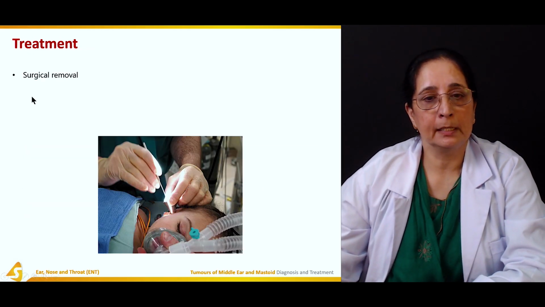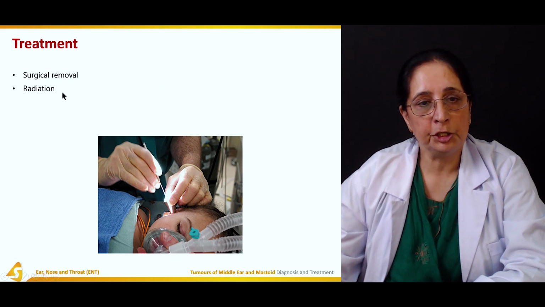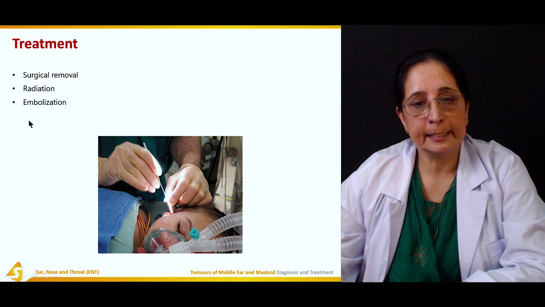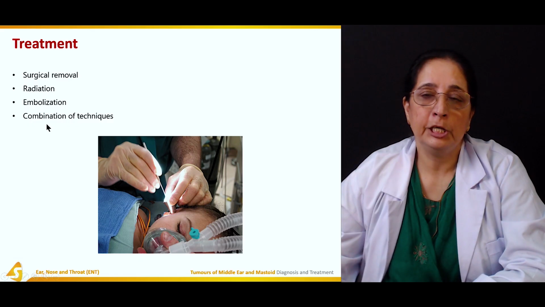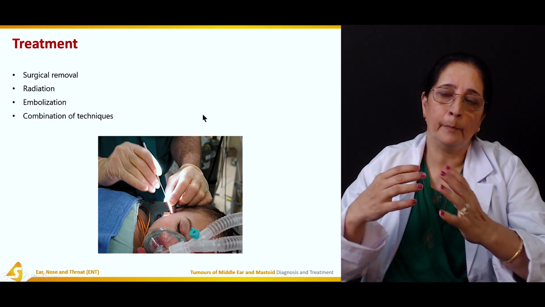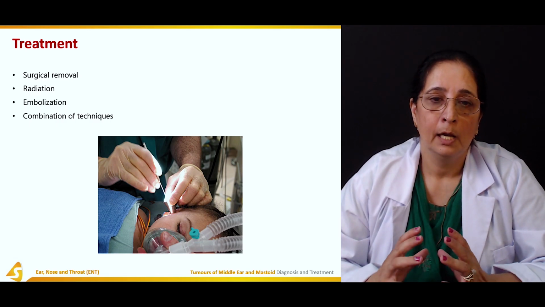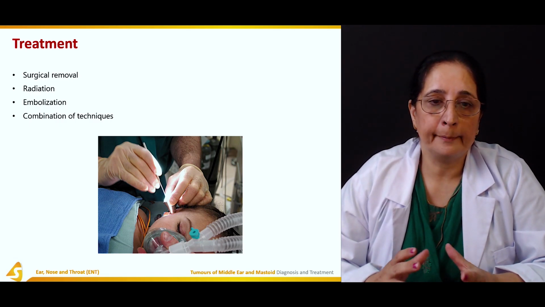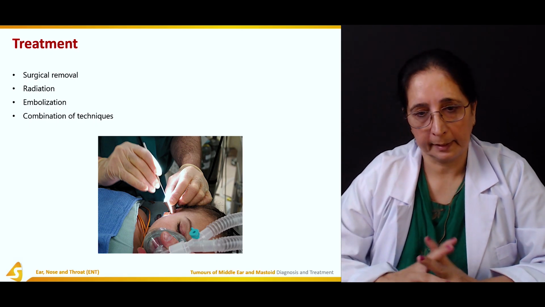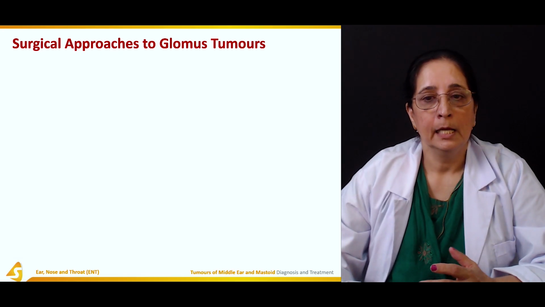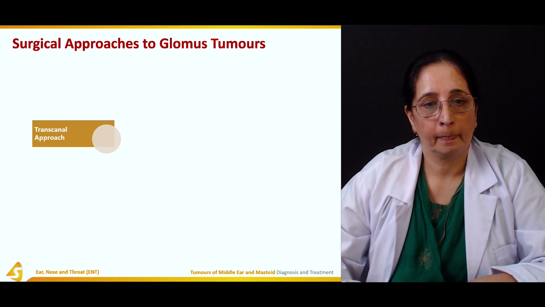Treatment is surgical removal of the tumor, radiation, embolization, or a combination of techniques. So a combination can be performed, such as surgical removal with radiation and embolization, or it can be combination treatment. Now, surgical approaches to the glomus tumor.